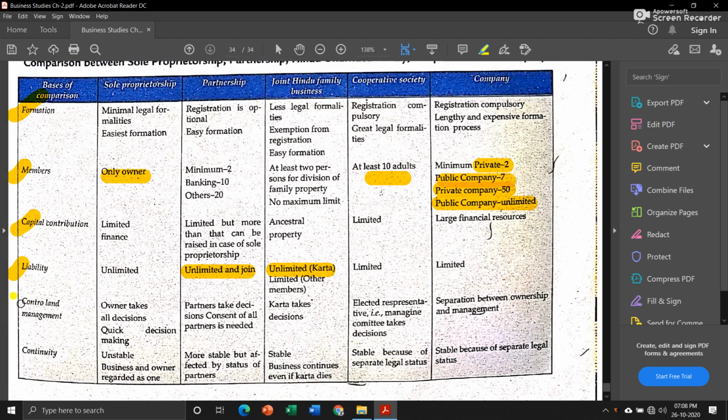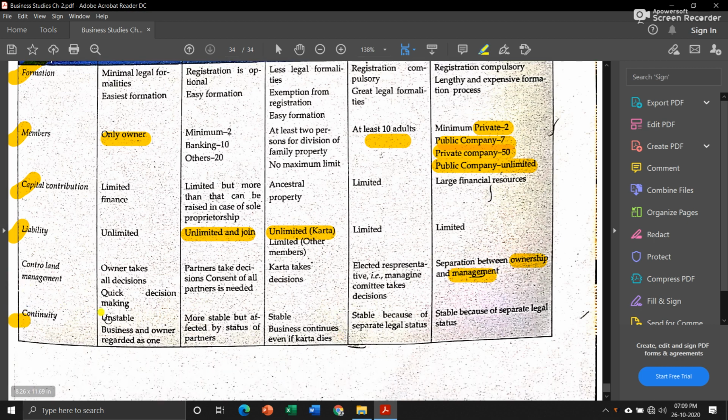Then control and management: the owner takes all the decisions and decision making is very quick. Then partners take decisions, and until all the partners' consents are taken, the decision making process is not completed. Then in joint Hindu family, only Karta takes decisions, and in cooperative society, only elected representatives take decisions, while in company there is separation of ownership, because owners or shareholders don't take any decision, all the decisions are taken by the management.